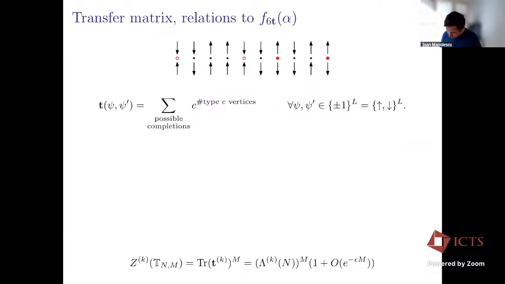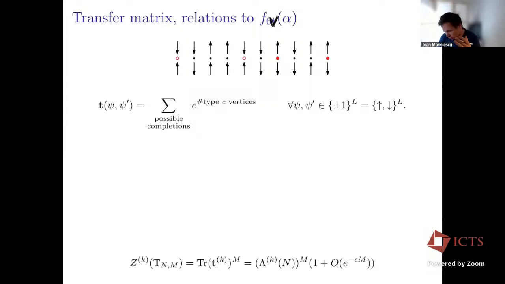So I'm just very briefly going to give you a quick introduction to the transfer matrix formalism. Now we're going to just look at 6 vertex, and we're going to define the transfer matrix of 6 vertex, and use it to compute the partition functions and the free energies.